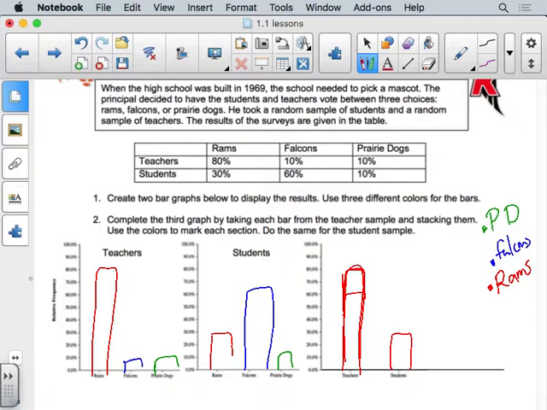Good catch. Okay, my Falcons teacher was at 10%, so I'm gonna add 10 more percent on top of it. So I should be at 90% roughly after that one. I'm also on my student problem gonna add 60% to the 30. So I should be at 90 for this one as well. And then rounding out the end here is the Prairie Dogs at 10% for each.